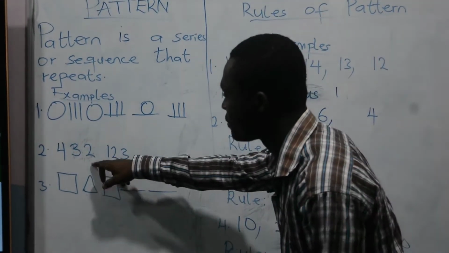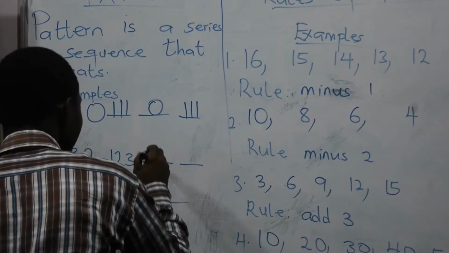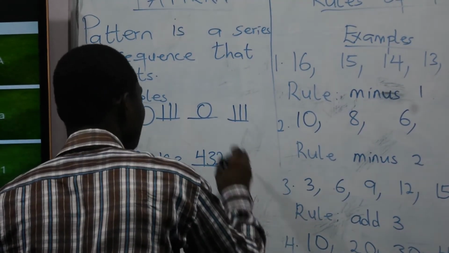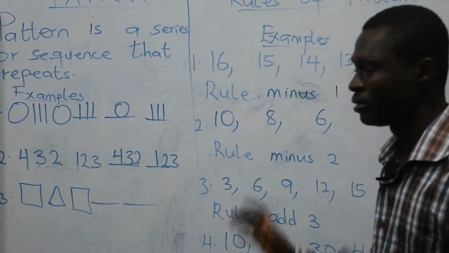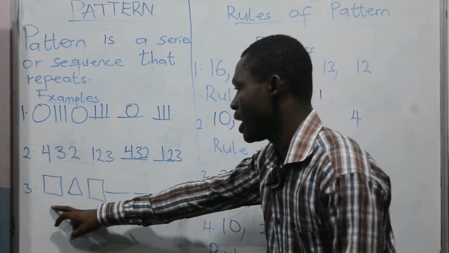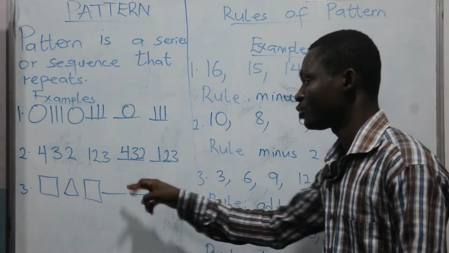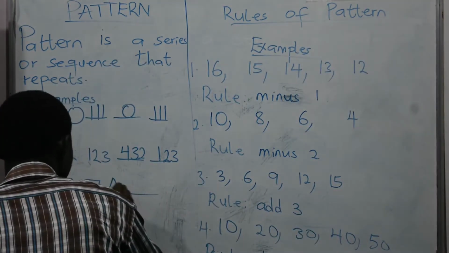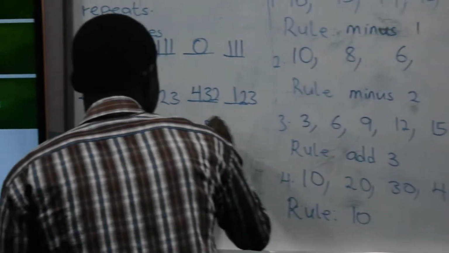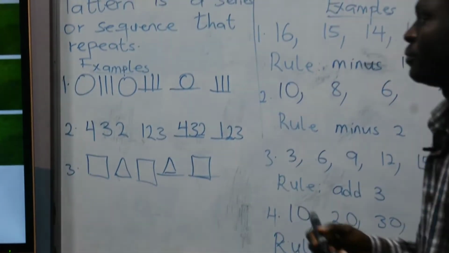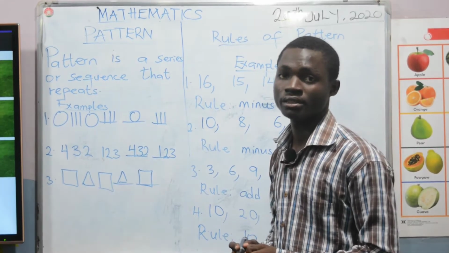Let's move on to number 2, example 2. We have 4, 3, 2, 1, 2, 3. So when we look at here, we have 4, 3, 2, 1, 2, 3. Simple. The last, square, triangle, square. So what is the next shape? Triangle. You bring your triangle. And then what is the next? Perfect. Then you bring your square. So that is what we call pattern. I believe you are all enjoying.